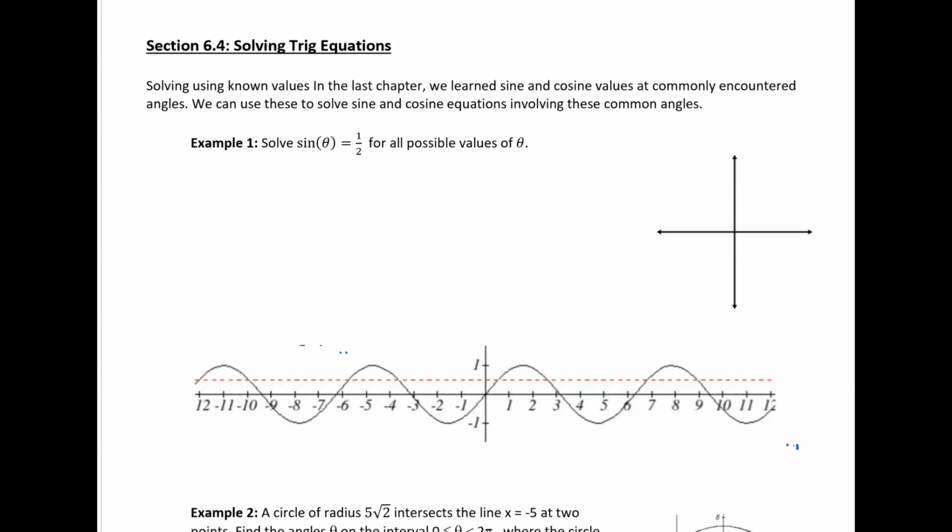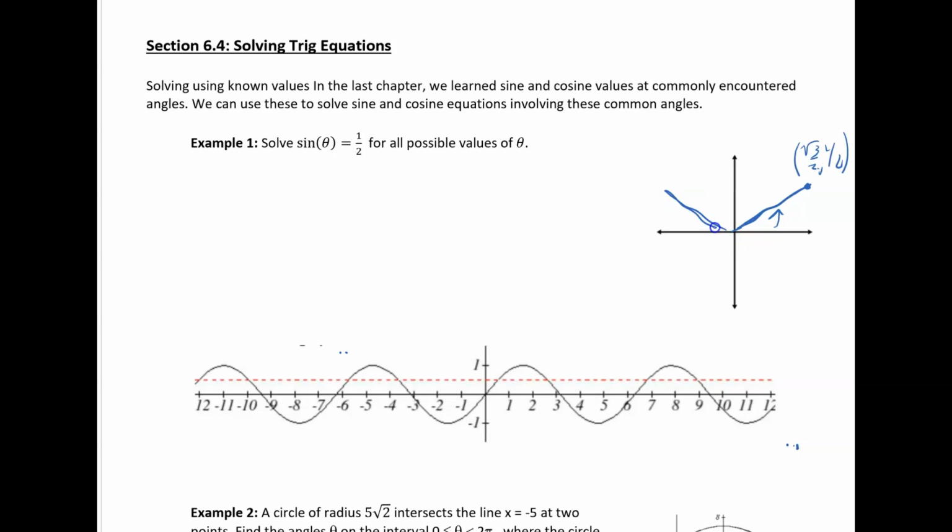It says solve sine theta equal to 1/2 for all possible values of theta. Notice it does not restrict any domains. It just says all possible values of theta. So let's consider where 1/2 occurs. According to your unit circle, 1/2 occurs over here when we have this angle. This ordered pair is equal to the square root of 3 over 2 comma 1/2.